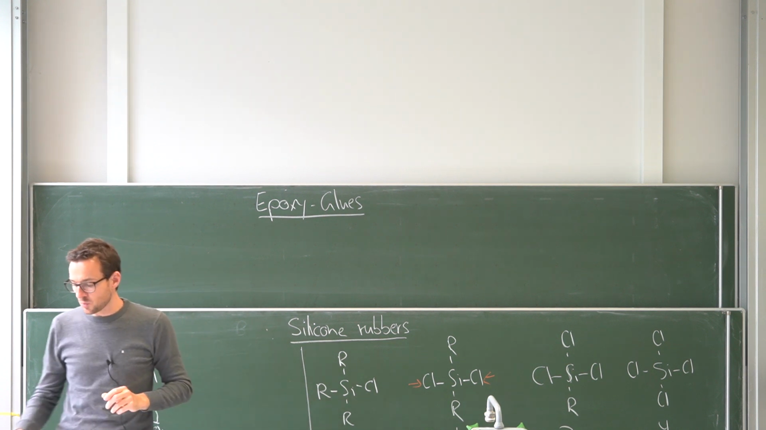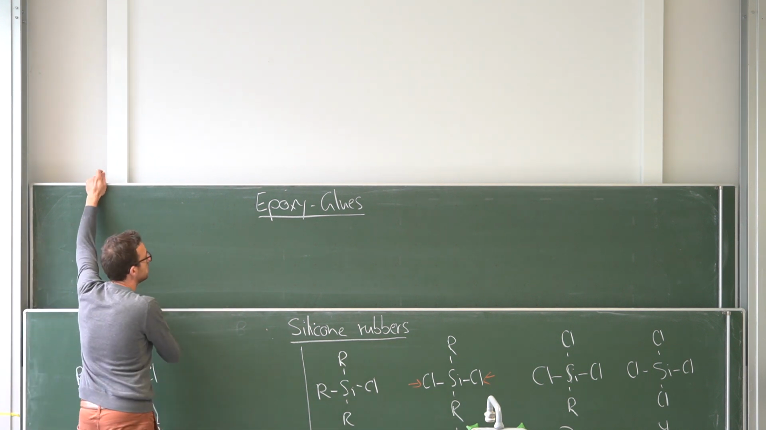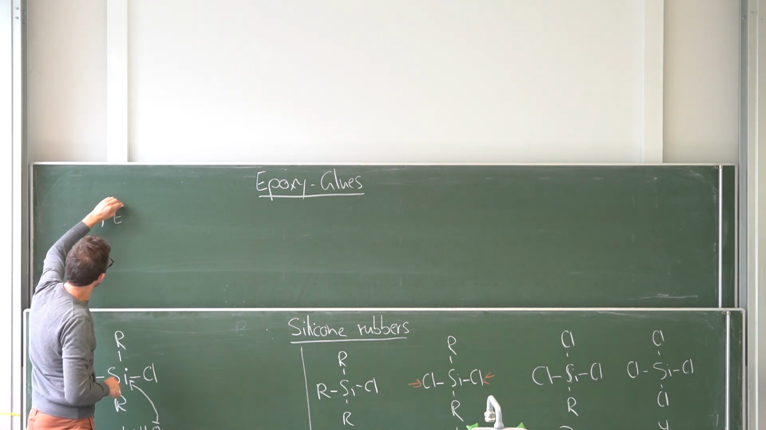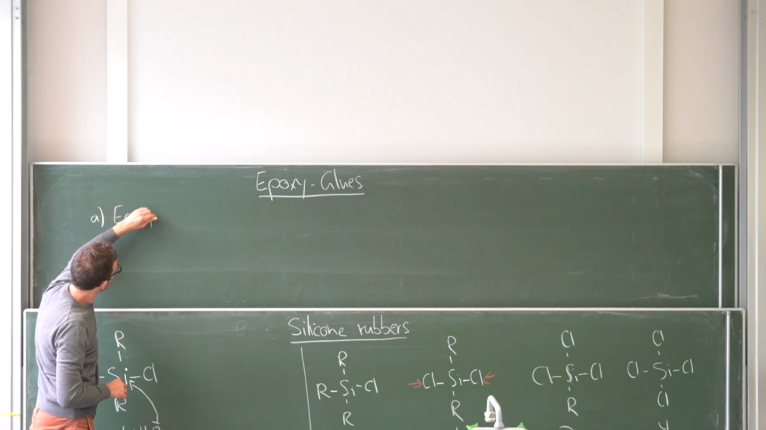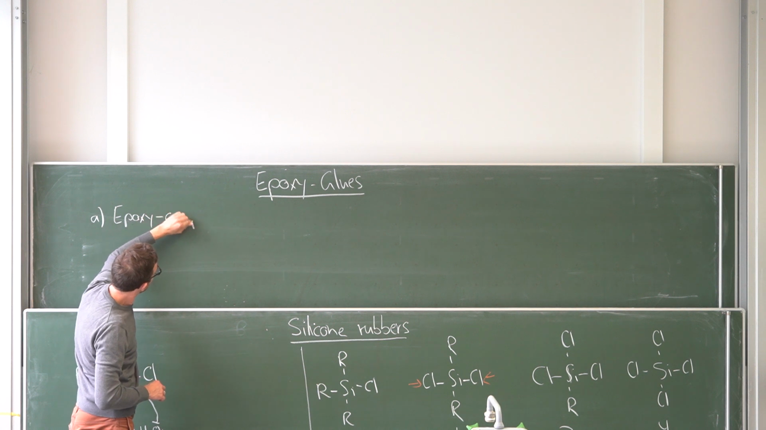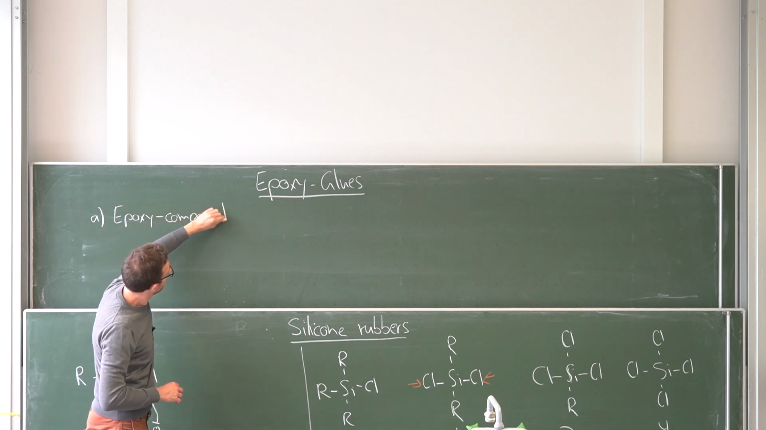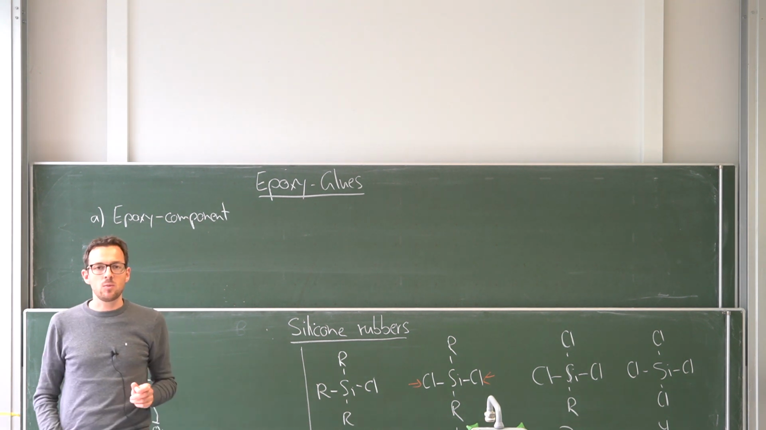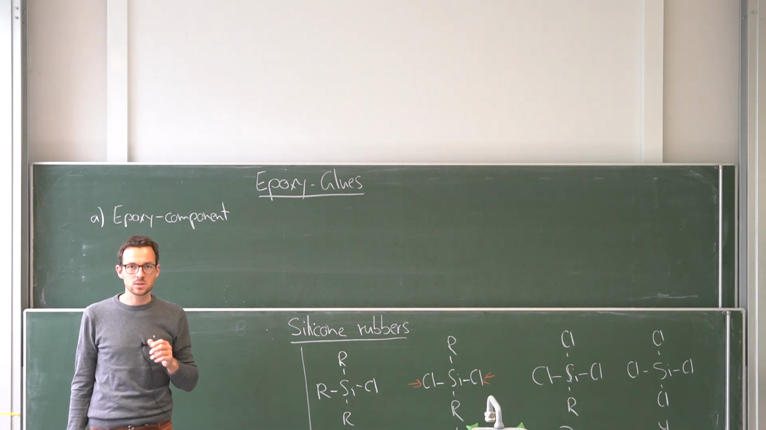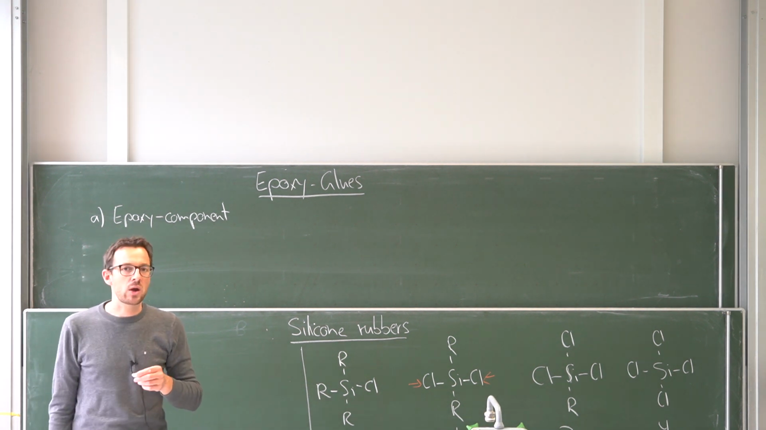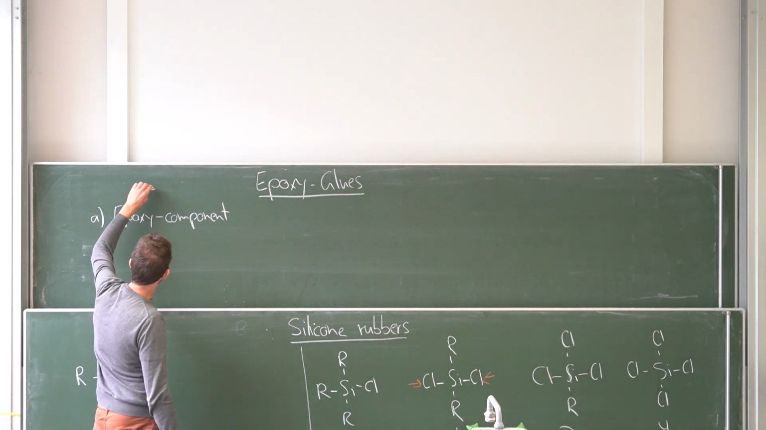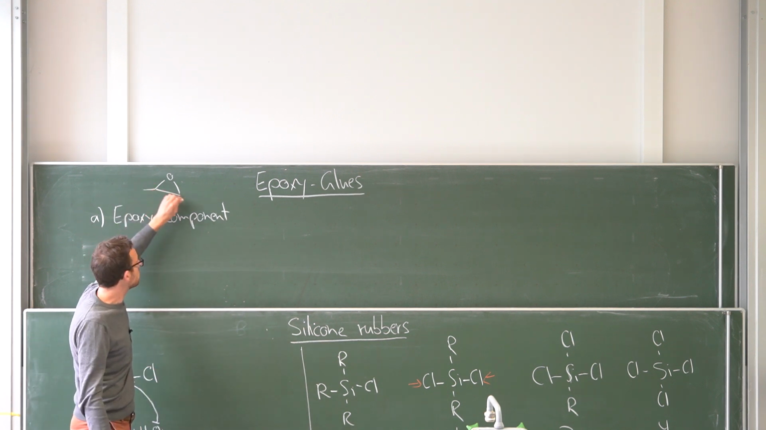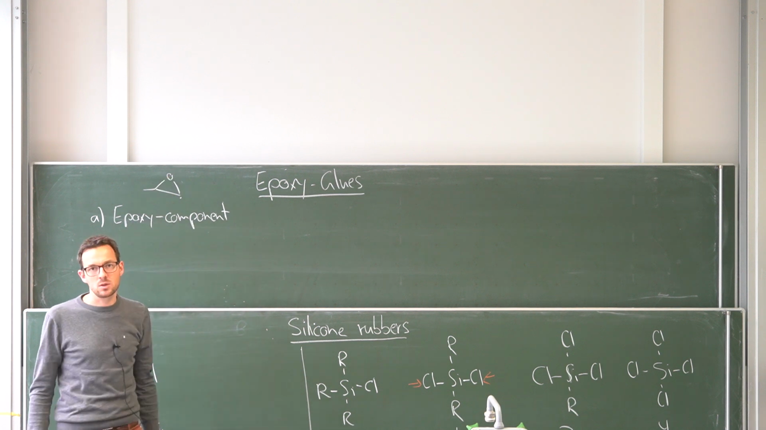So we already know there are two tubes. Let's first look at what is in the first tube, Tube A, that actually contains the epoxy component. First, to clarify, does anybody know what an epoxy functionality is? Think back to your organic chemistry lecture. Epoxies look like this. It's a three-membered ring containing two C atoms and one oxygen.